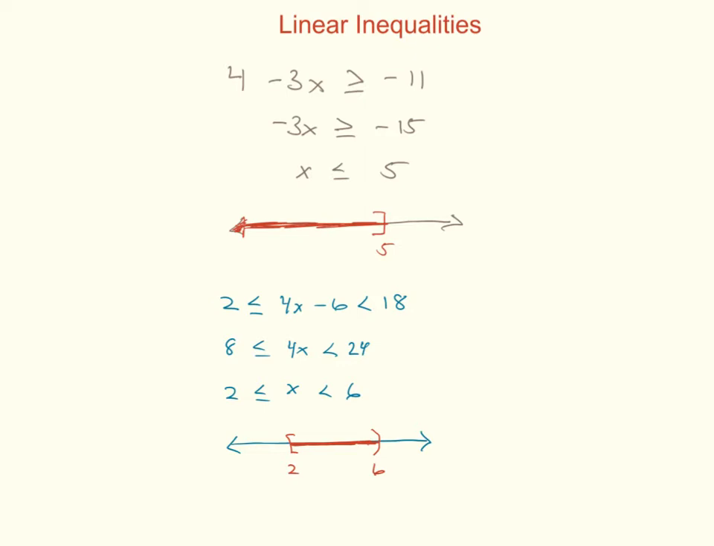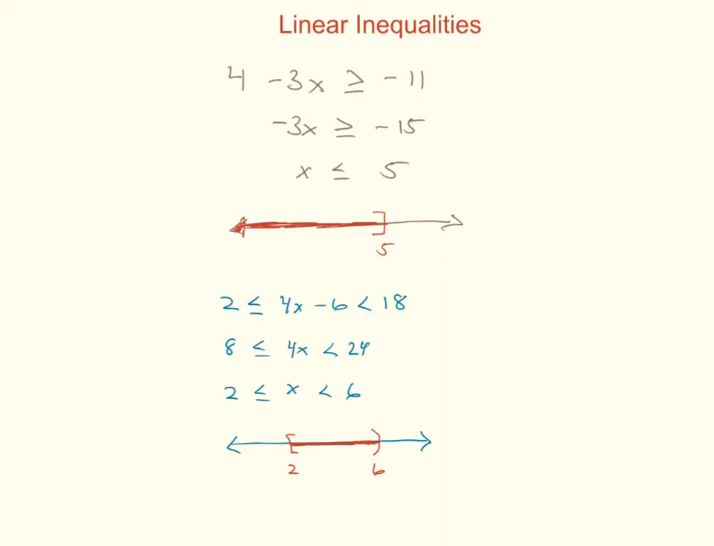Another type of linear inequality is what's called a compound inequality. In a compound inequality, it's always going to be something with x in the middle, and then we'll have numbers on each end. Now, final answers for compound inequalities should always be written using just less than symbols. And really the purpose for a compound inequality is that we're looking at values between two numbers.